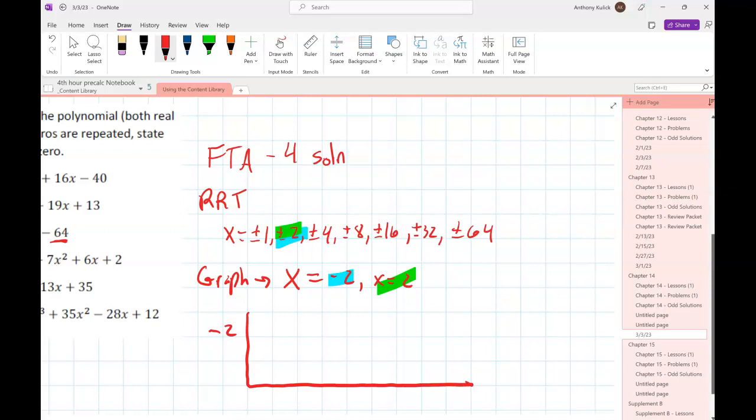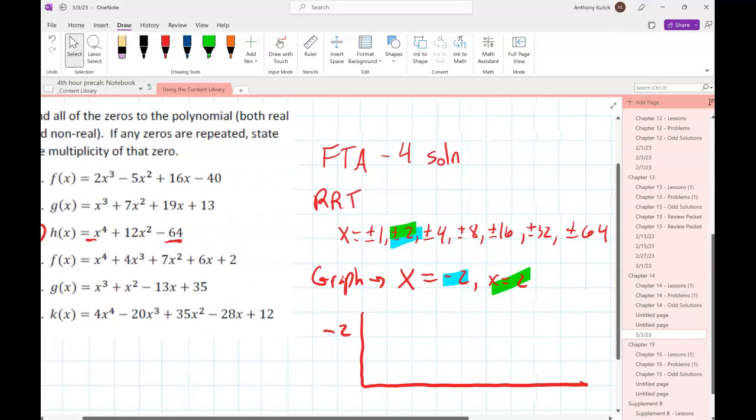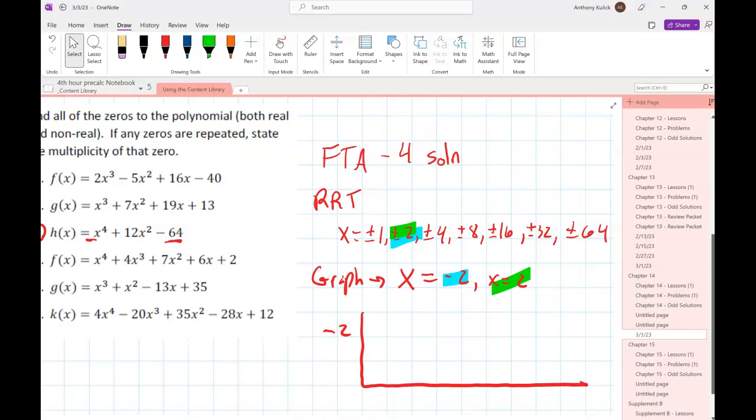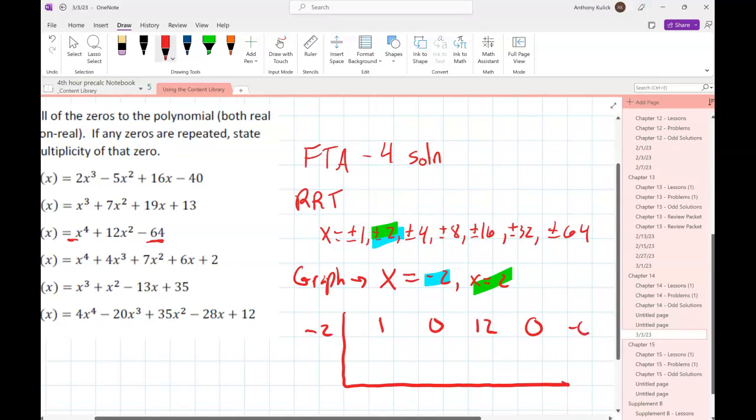I do have to be careful, though, when I'm setting up this synthetic division, because if I look at the polynomial that I'm using, I go from degree 4 to degree 2. I skip the degree 3 term, so I need to make sure I put a 0 there. And then I went from degree 2 to degree 0. I skipped the degree 1 term. So again, I also have to make sure I put a 0 there. So there I'm all set up.